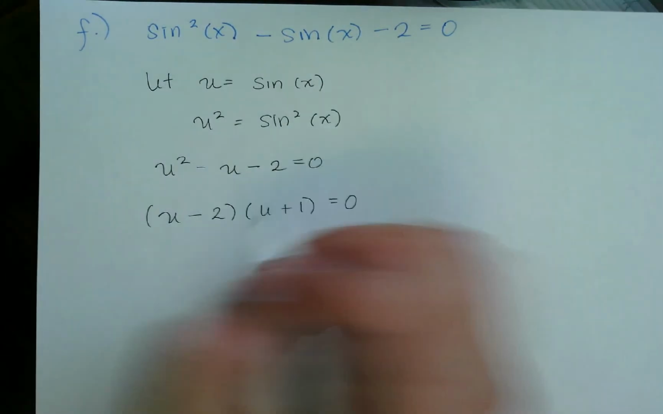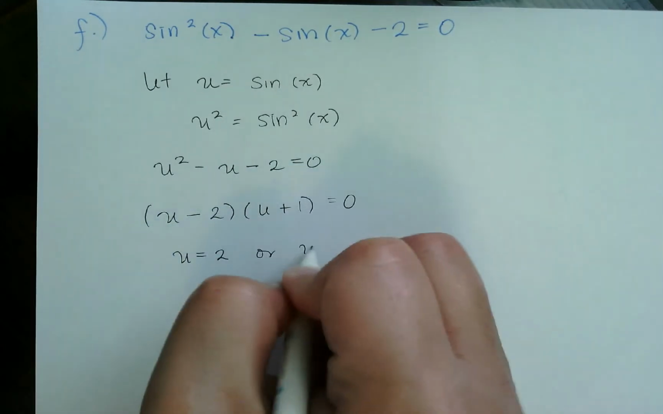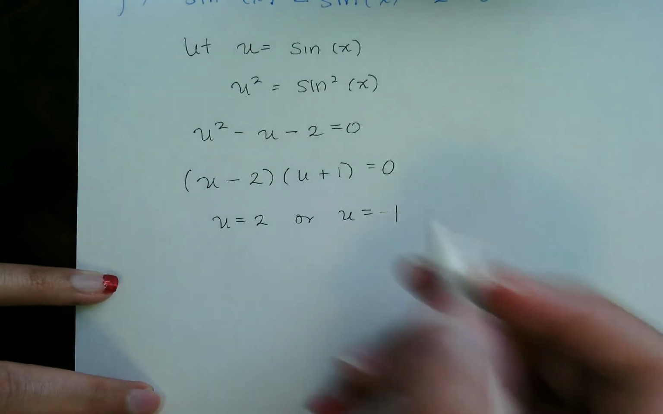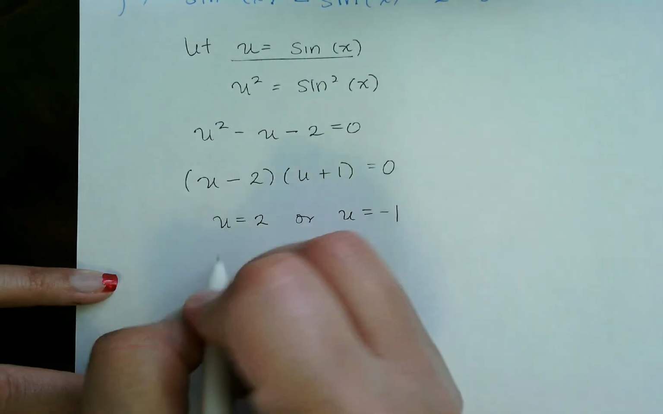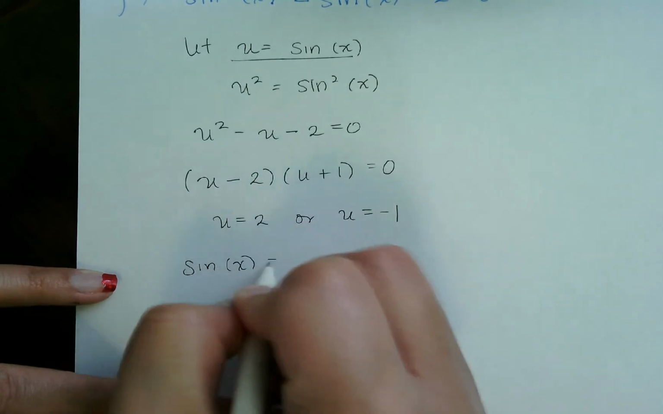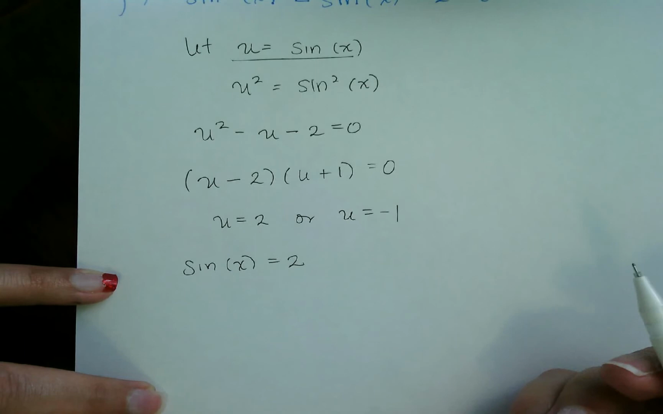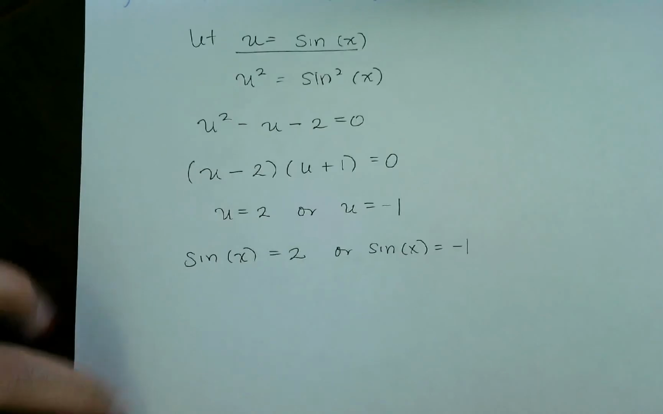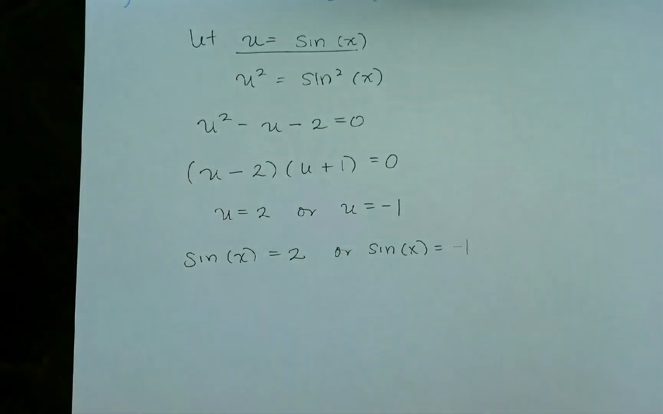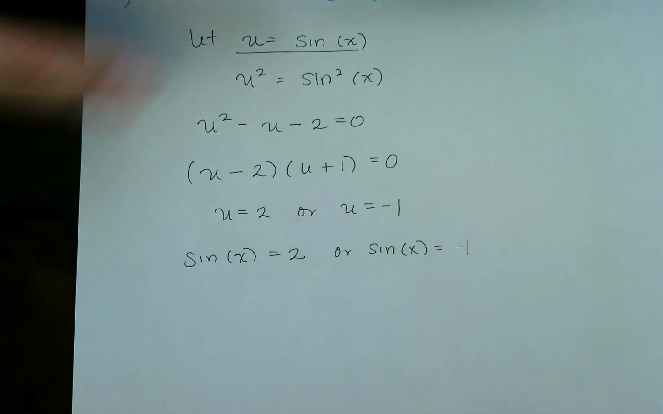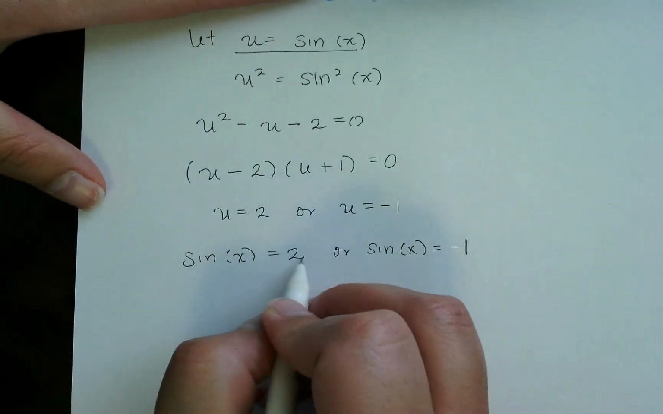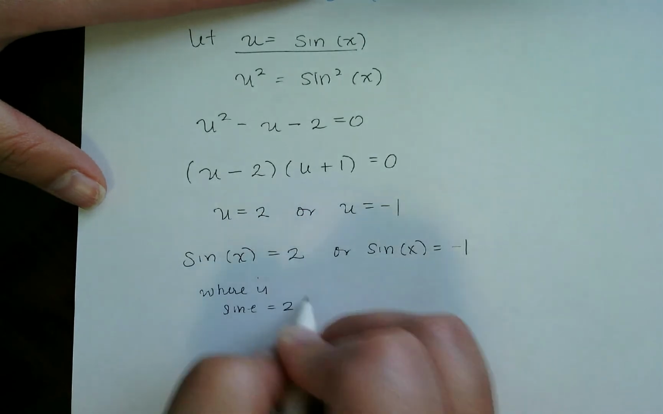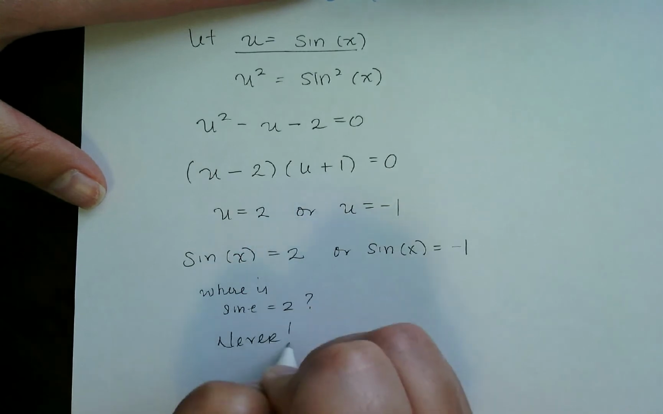Okay, and remember in u sub you are going to have to go and find your x. So we're going to use this guy. u is equal to sine of x equals 2, and or sine of x equals negative 1. Alright, where is sine equal to 2? Never. Remember it cannot be bigger than 1 or smaller than negative 1. So that guy has no solution.